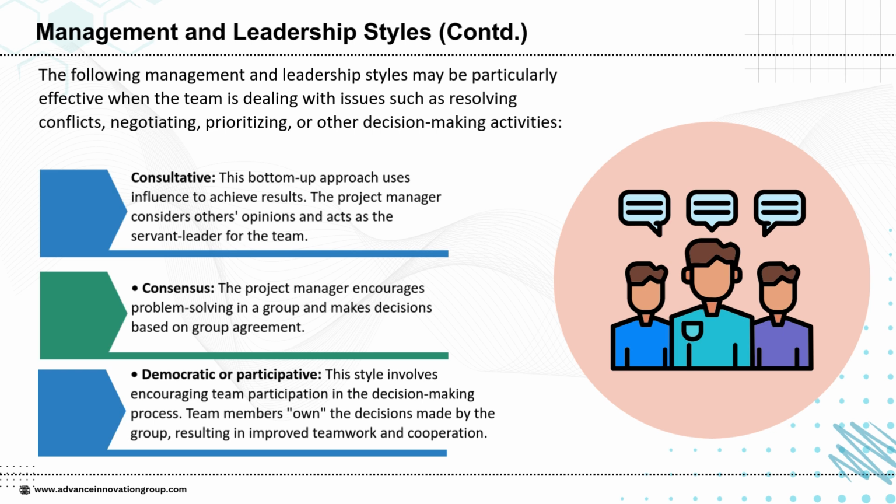Another is the consensus style, where the project manager emphasizes group problem-solving and bases decisions on the agreement of the majority. This approach ensures that team members feel heard and included, creating stronger buy-in for the final decision. The third is the democratic or participative style, which encourages active involvement of the team in the decision-making process. In this approach, team members take ownership of the decisions made, which leads to greater teamwork, cooperation, and accountability. Overall, these styles are particularly useful for building collaboration and harmony within the project team.